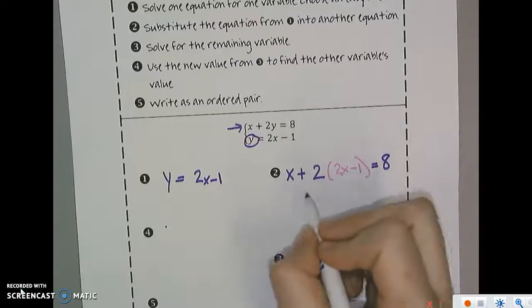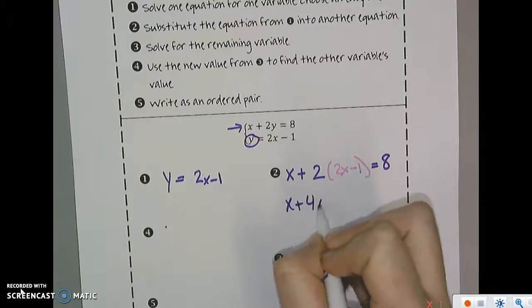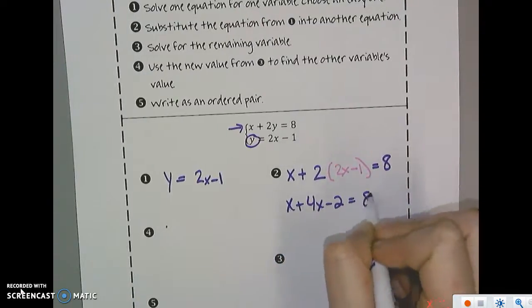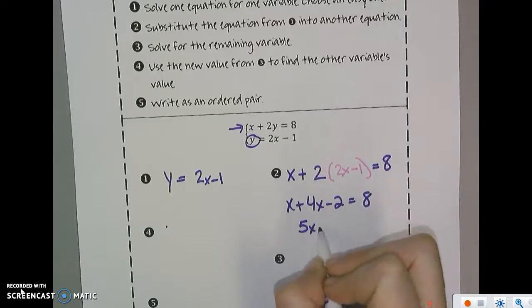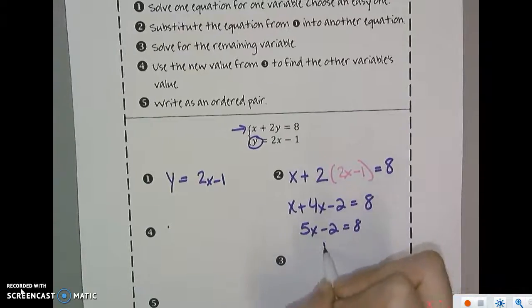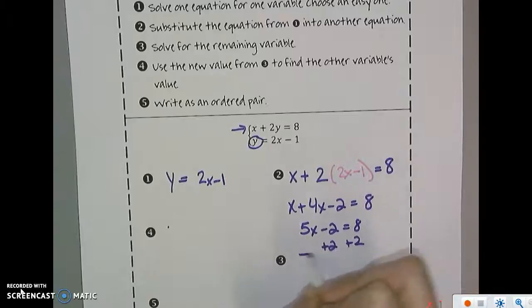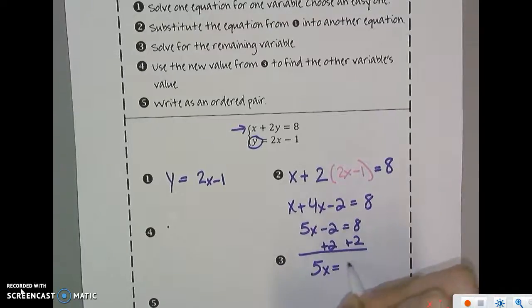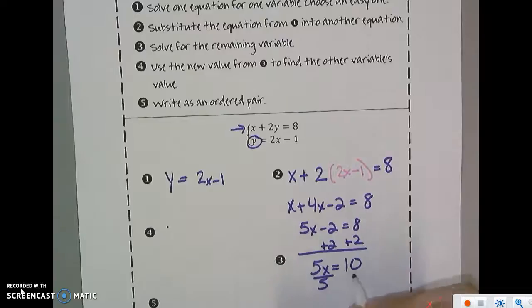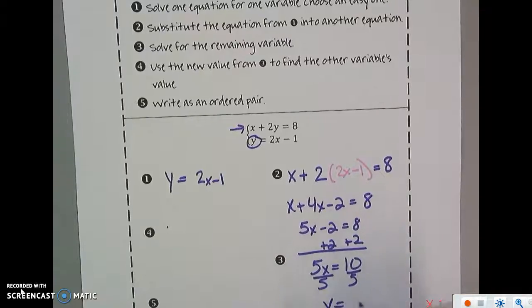So I know I'm going to distribute. I have 4X minus 2 equals 8. I'm going to combine my like terms, 5X minus 2 equals 8. I'm going to add 2, 5X equals 10. Divide by 5. So now I know X equals 2.